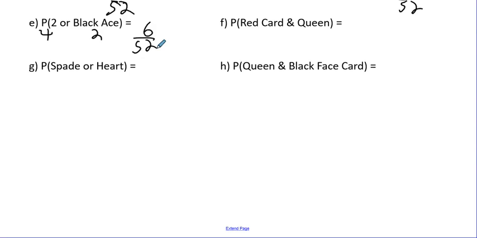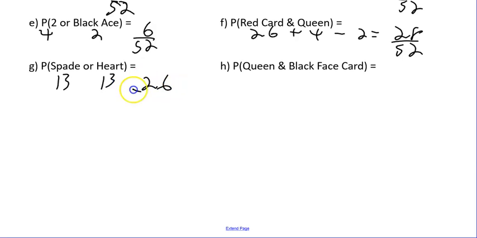Red card. There's 26 red cards. There's 4 queens, but there are 2 red queens. So we have to do this little magic here, and that's 28 out of 52. A spade or a heart. They do not overlap, so you simply add 26 out of 52.